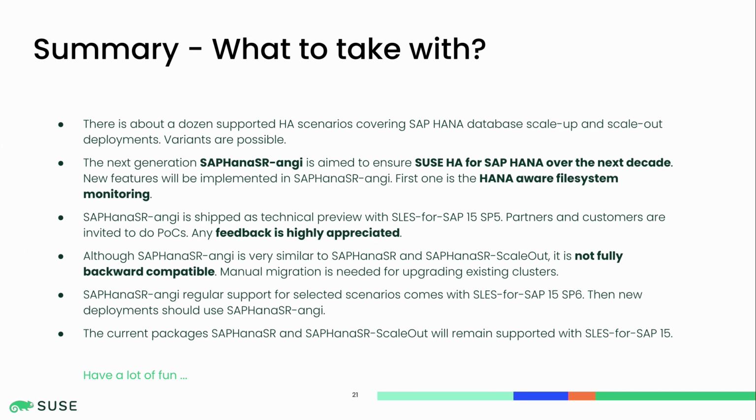If you want to do a POC, go ahead. Maybe you want to hurry, because SAP HANA SANG will be fully supported for production already with SP6, so in a few weeks from now. And from then on, it will be supported in SP6, SP5, and SP4. The old solution will still be supported for the lifetime of 15, but we want to encourage you to use SAP HANA SANG wherever possible. So for new deployments, no question. For upgrading old systems, yes, of course.